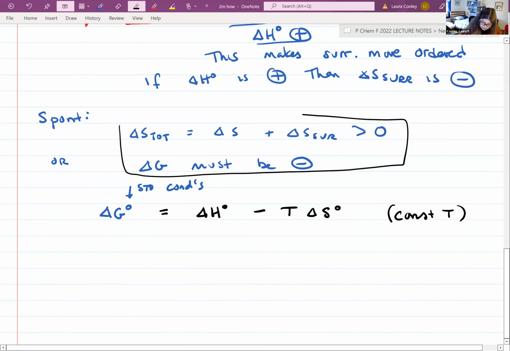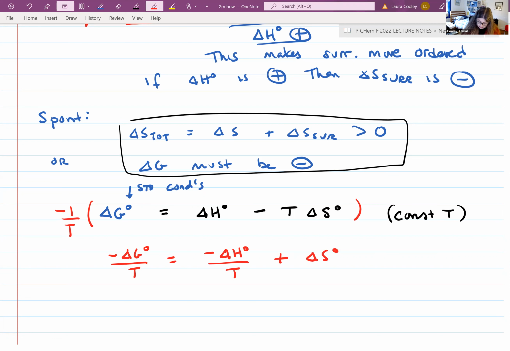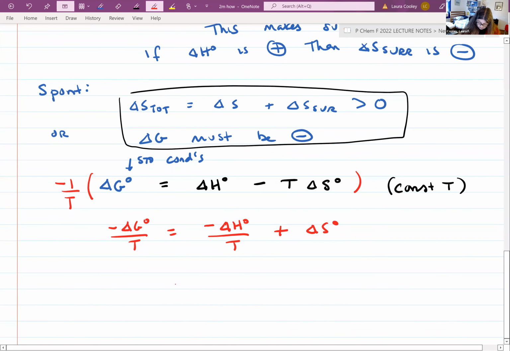I want to show you that this business about either of these two things, delta G being negative or delta S total being positive, that these actually are really exactly the same thing. If I take the negative of this equation, so I multiply by -1 and I divide by the temperature, I end up with negative delta G0 over T equals negative delta H over T plus delta S. The T's cancel.